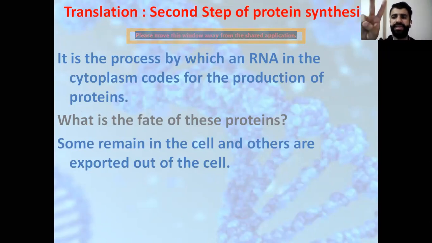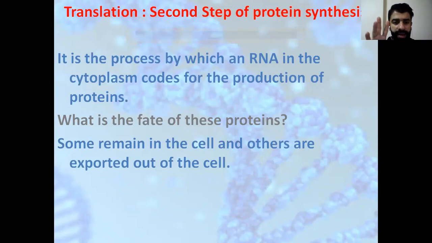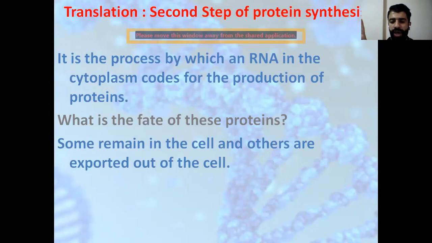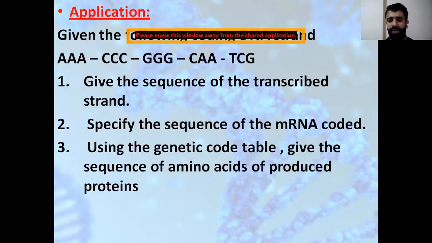Translation is the second step of the protein synthesis, where an RNA produced in the cytoplasm will code for the production of proteins. These proteins either remain in the cell or move out of the cell.